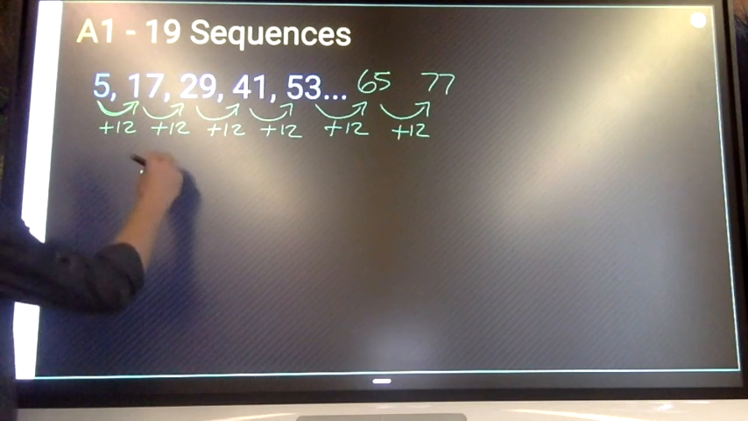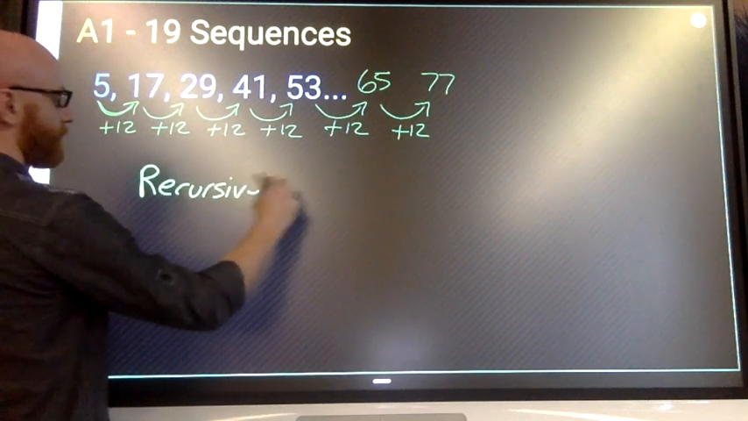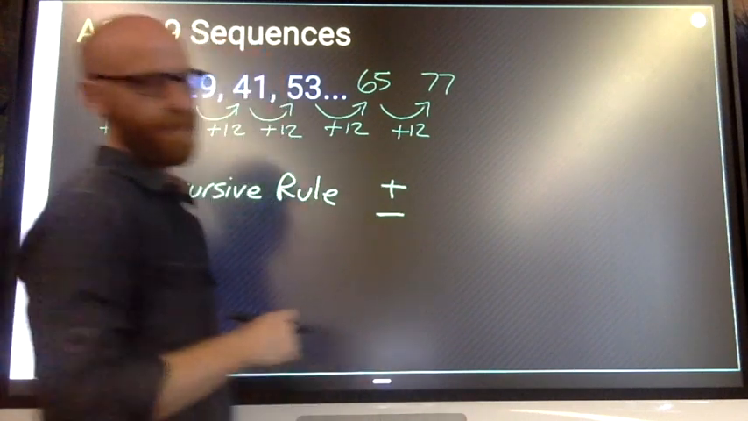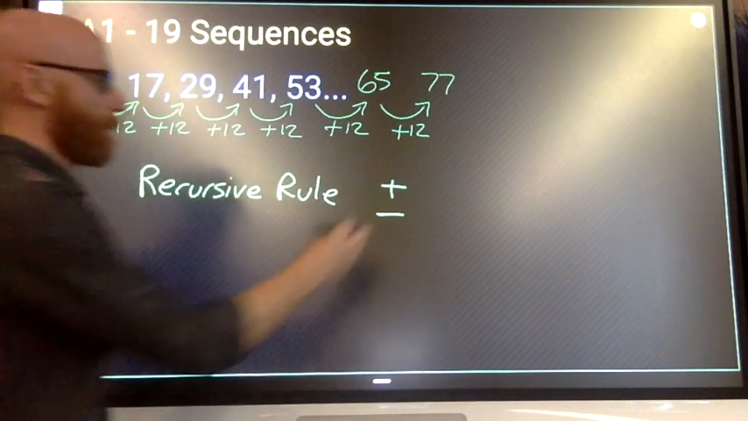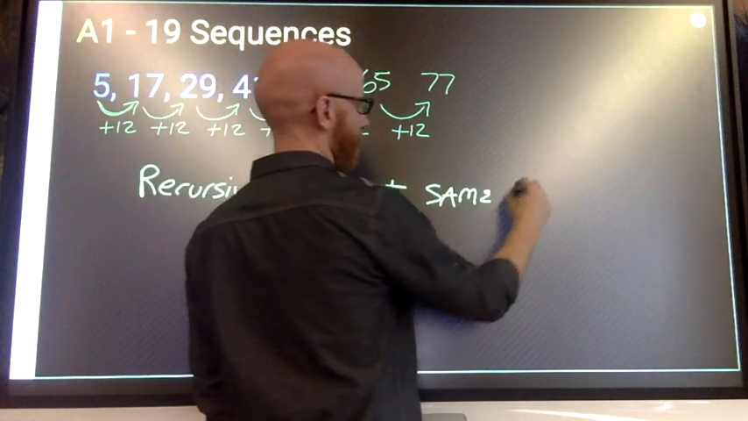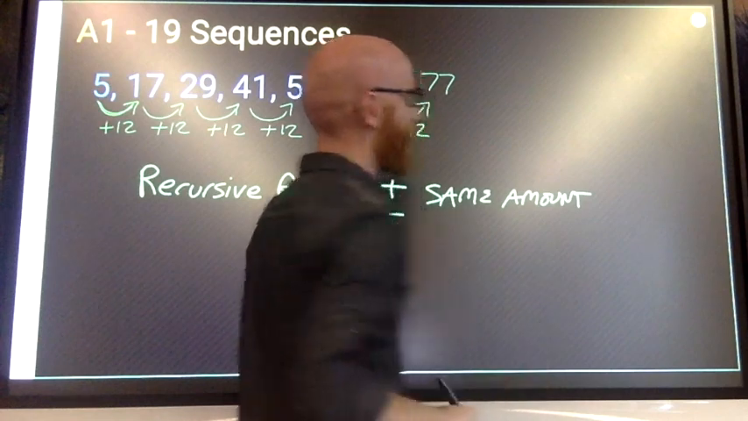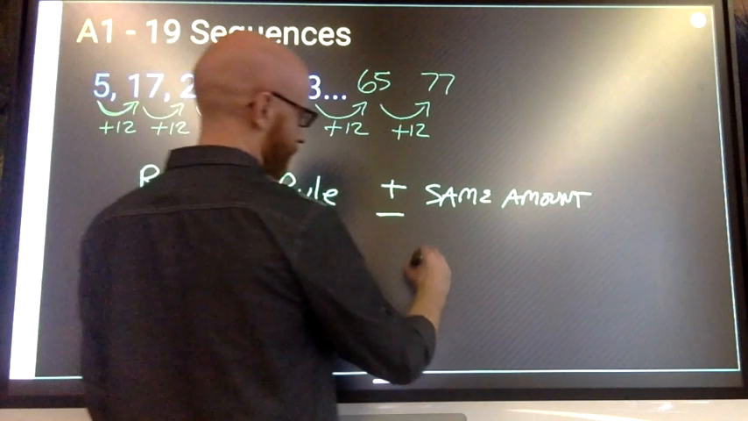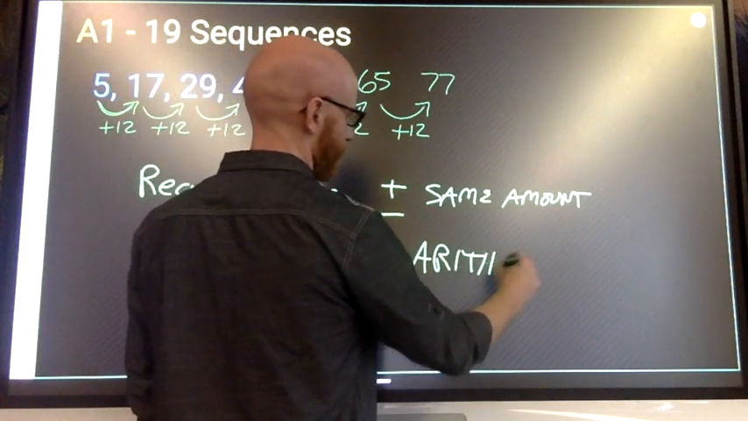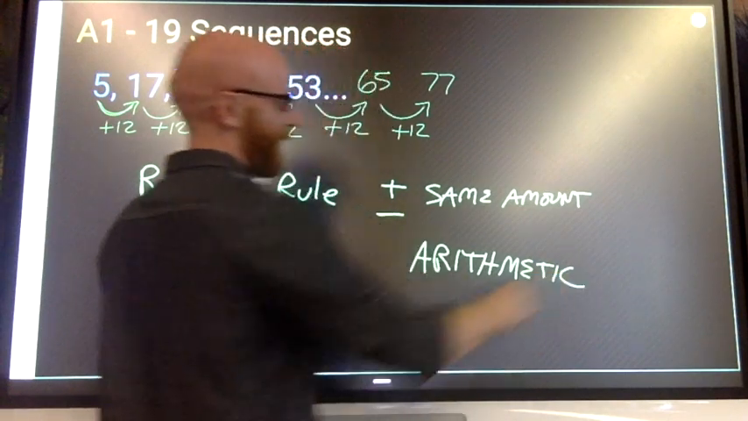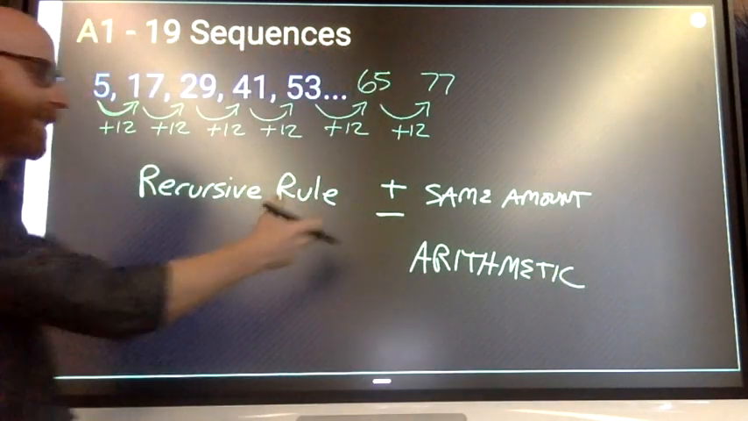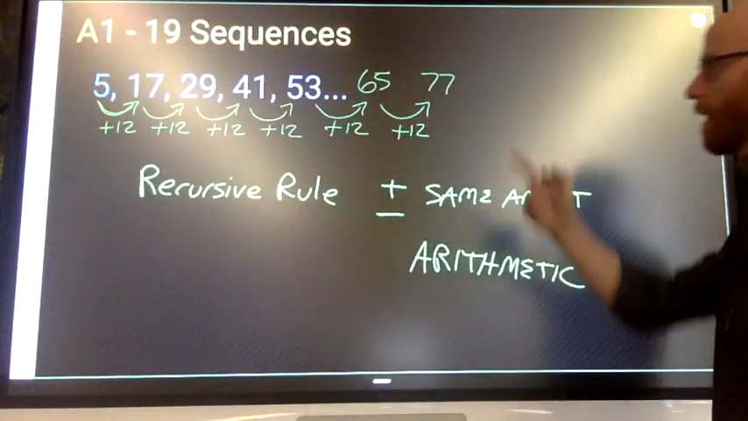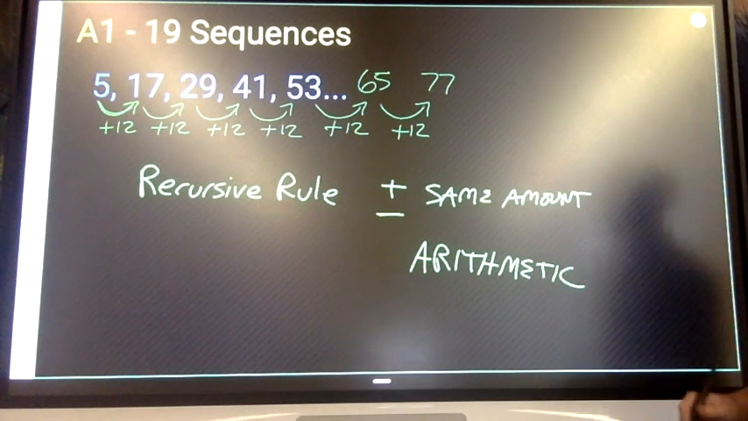If your recursive rule is add the same amount each time or subtract the same amount each time, then we call the sequence arithmetic. Arithmetic sequence. Looks like arithmetic. Arithmetic, changing the pronunciation changes it to an adjective. Okay, it's an arithmetic sequence if you're adding or subtracting by the same amount each time.